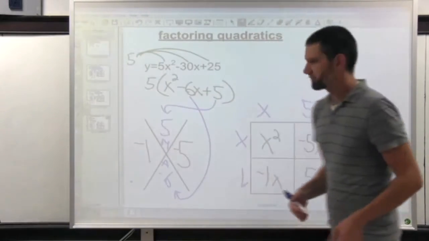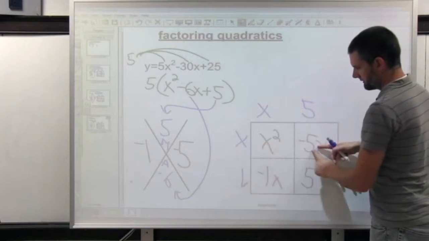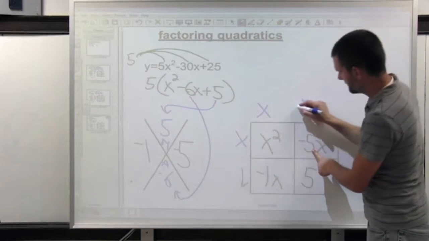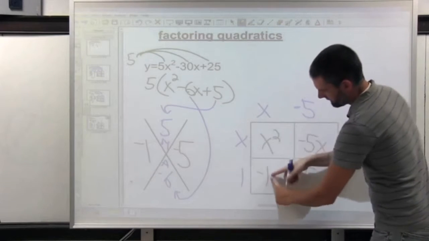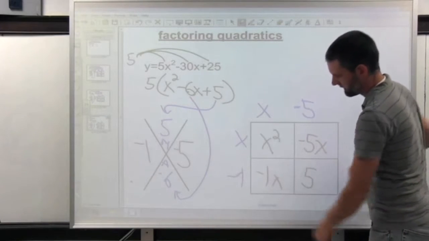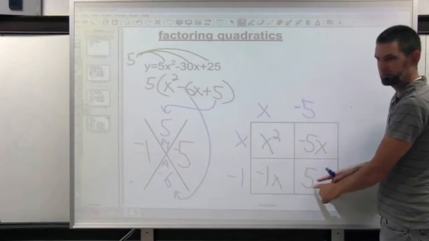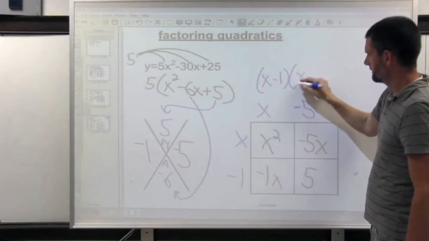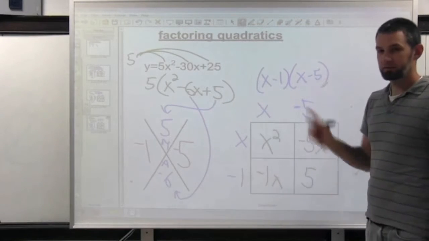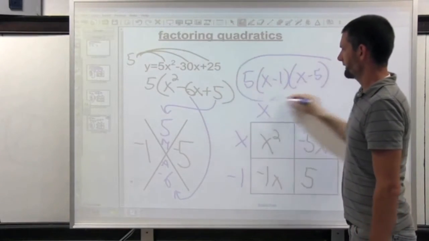But look what happens if I try multiplying it back together. That makes x squared, but that doesn't make negative 5x. This would need to be a negative 5 to do that. And same thing down here. Negative 1 times x. But look what happens now. Negative 1 times negative 5 makes positive 5. So it works. X minus 1, x minus 5. That's not all. Don't forget your 5 that we took out at the beginning.